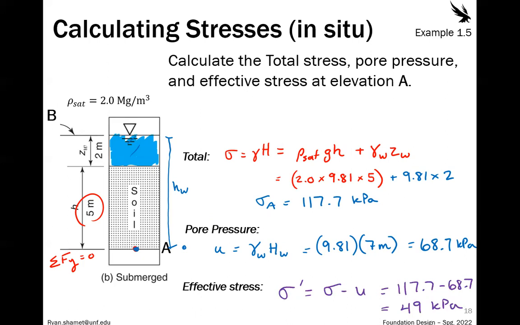So the reason why is because this saturated unit weight already includes the water within the pore space. Thinking about the circle that we're talking about, that circle volume is not all water, it's solid and then water. So that's already included in that.